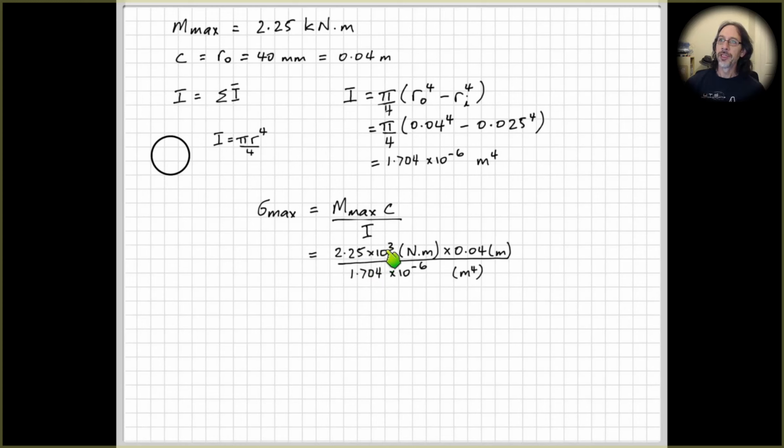2.25 by 10 to the 3, because I've converted kilonewtons into newtons here. 0.04 is the c that we looked at here, and then our moment of inertia. From our calculator, we get 52.82 by 10 to the 6 newtons per meter squared, or 52.82 by 10 to the 6 pascals.